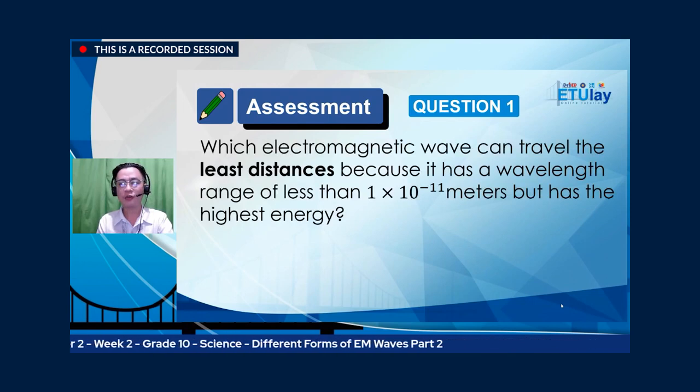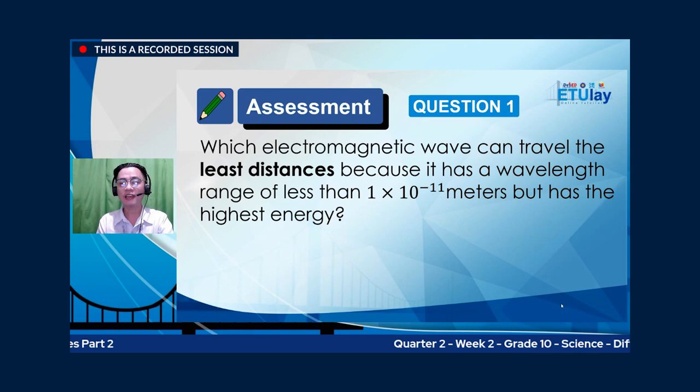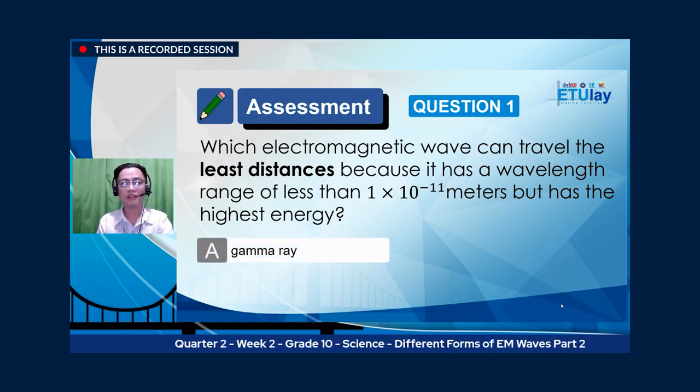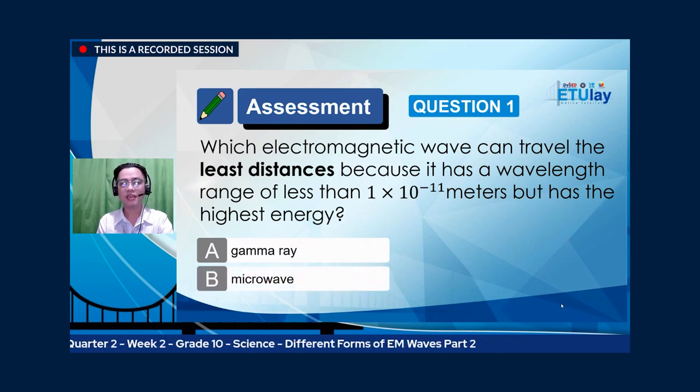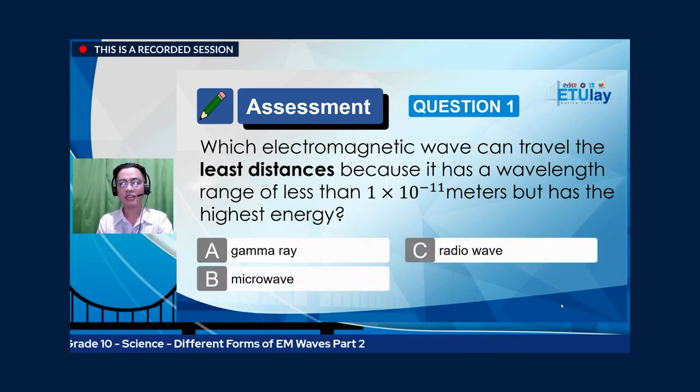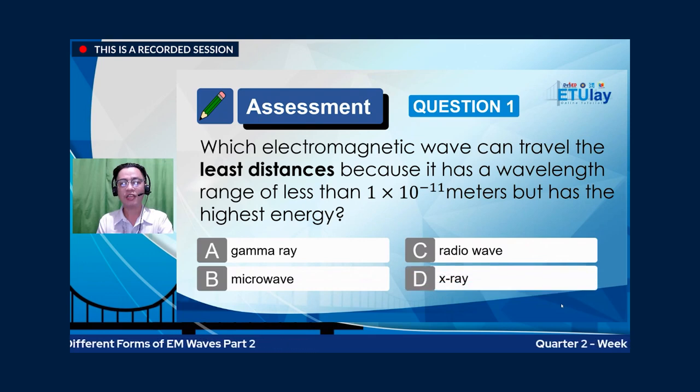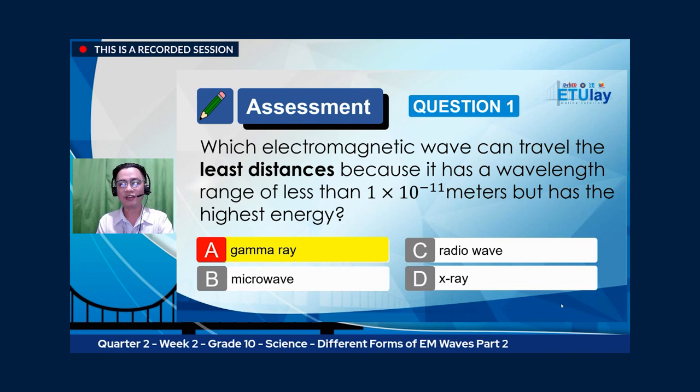Which electromagnetic wave can travel the least distances because it has a wavelength range of less than 1 times 10 to the negative 11 meters but has the highest energy? A. Gamma ray. B. Microwave. C. Radio wave. Or D. X-ray. Again, let me count. 5, 4, 3, 2, and 1. If your answer is letter A, gamma ray, you are amazing.